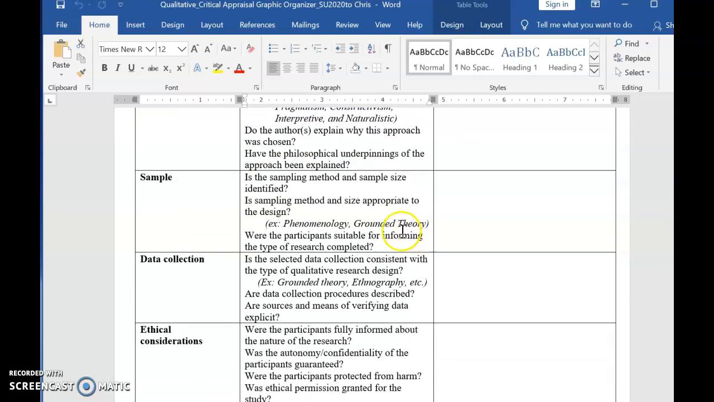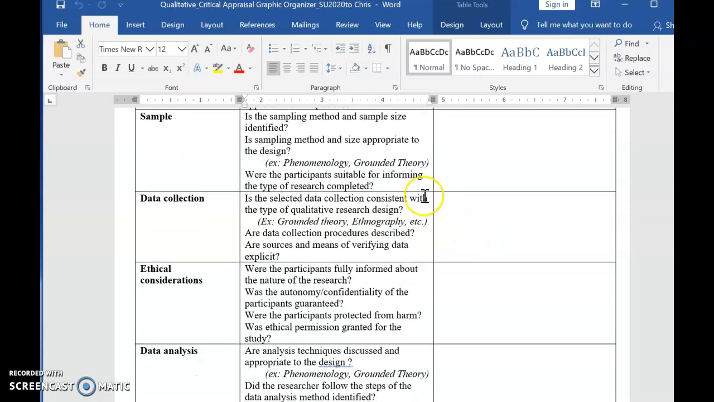Okay, so next we go into sampling and sample size. So we want to find out what kind of sampling method they used. Did they use a snowball technique, a convenience sampling method, or nominal? Did they identify the sample size? Was the sampling method appropriate to the design? So in phenomenology, would you have done a snowball technique, or should you have done a convenience sample? Grounded theory, did they collect other types of data and different samples as they move through their research?